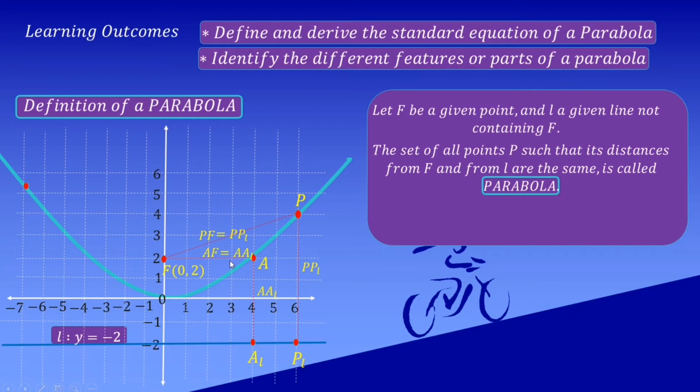So, ang sukat nito is 4 AF, then the distance between A and A sub L is also 4. And we have another point here, the B, and the point on the line is B sub L. Then the distance between B and F and the distance between B and B sub L is equal to BF. Again, for the distance between this point B and F, you can use the distance formula.